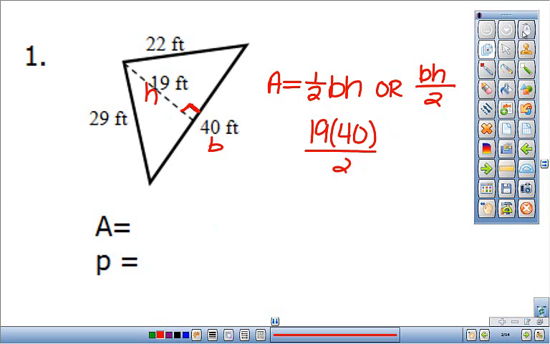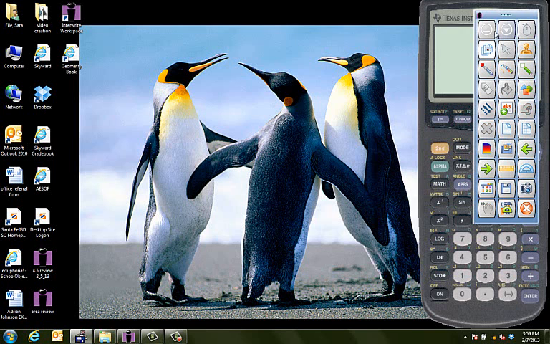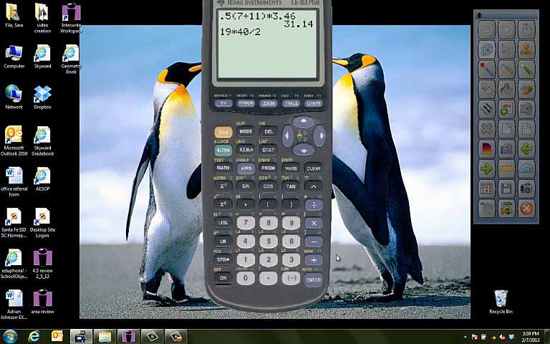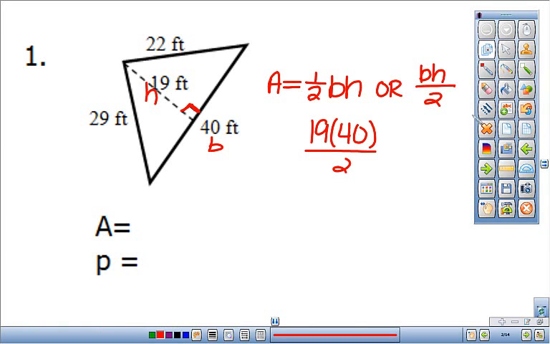Now in this case, when you're entering this into the calculator, you have 19 times 40 divided by 2. There's no parentheses or anything needed because it's just multiplication and division. Okay, so you get 380. So our area is 380. Our units were feet, and area is units squared, so square feet.